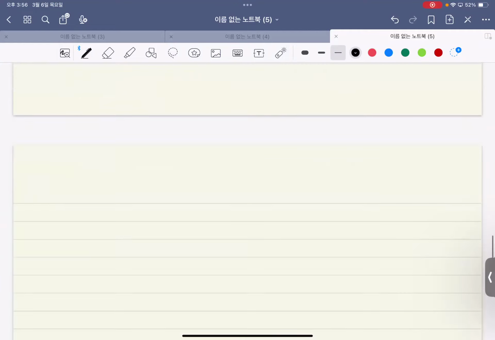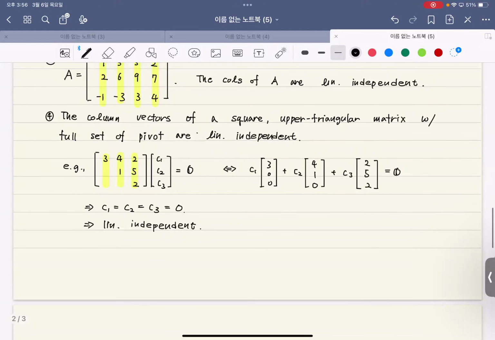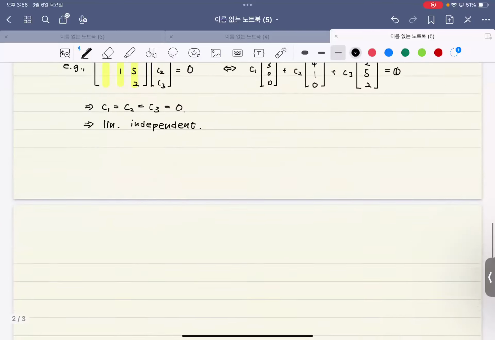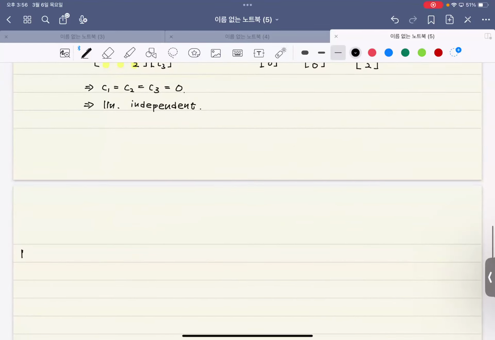Now, suppose that my matrix is not a square matrix and not an upper triangular matrix. Then what can you say about the linear independence of the columns of the matrix? Here there is a very useful and easy proposition, but also very important.